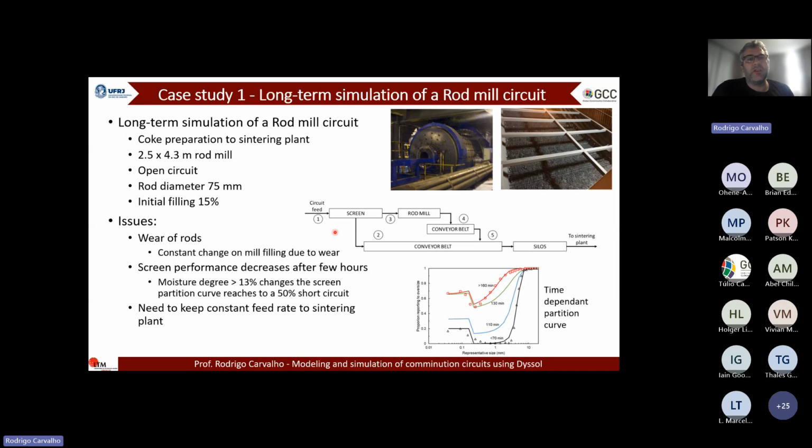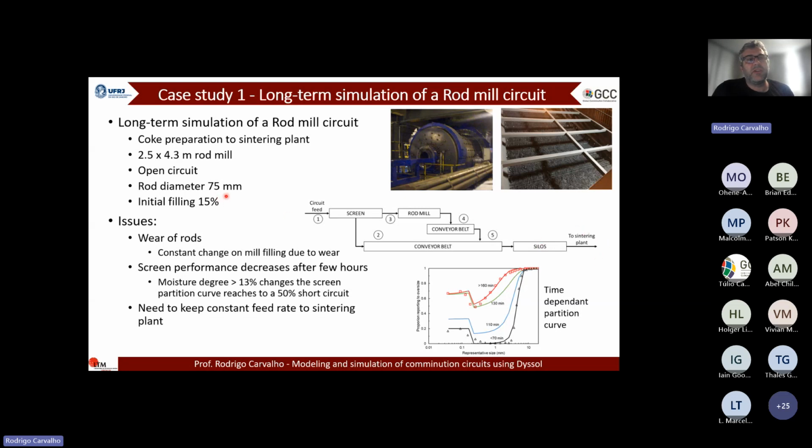So the circuit here is an open circuit. There's a screen at the beginning. The oversized material feeds the rod mill, and the product is transported by a conveyor belt to another conveyor belt that feeds the silo. This silo acts as a reservoir of material to provide the constant feed rate to the sintering plant.